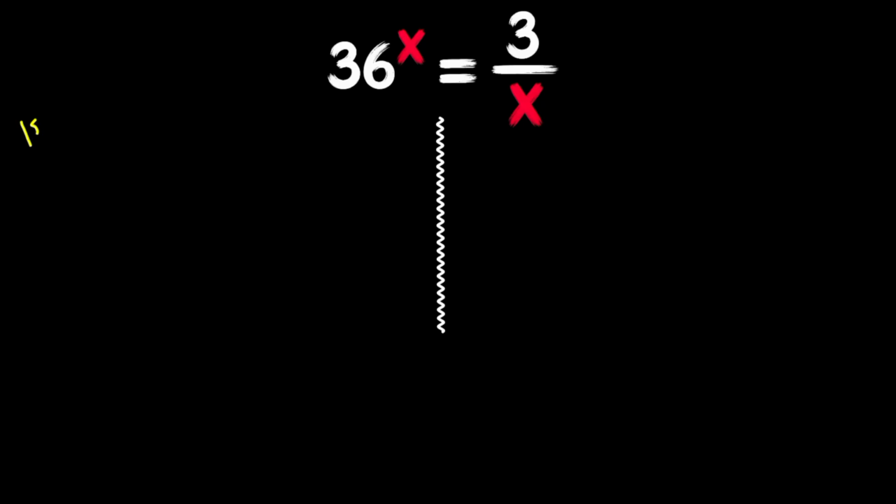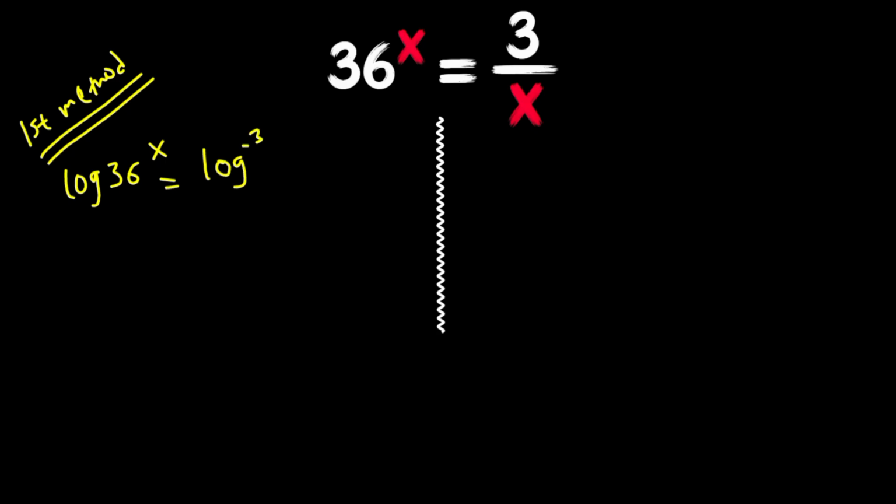So we have the first method. We're going to be using the standard logarithm for the first method. We start by taking log of both sides. So we have log 36 to the power of x, and that equals log 3 over x. And guys, we are using the standard logarithm, which is logarithm base 10.